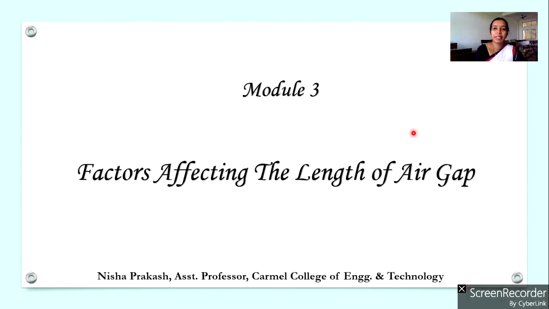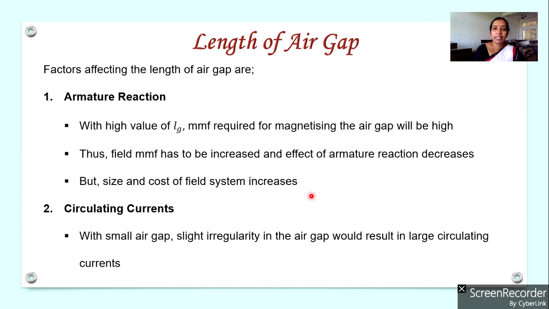In this lecture, we will be discussing the factors affecting the length of air gap in a DC machine. So far in this module, we have discussed the choice of the specific loadings, B average and AC, the choice of number of poles, choice of pole proportion, shape of pole, etc. Now we have to design the air gap also. So regarding the length of air gap, we have to choose it, and we have to look into the various factors that affect the length of air gap. So let us see those factors.